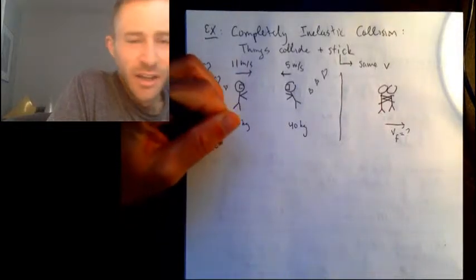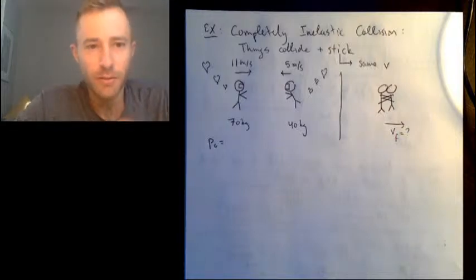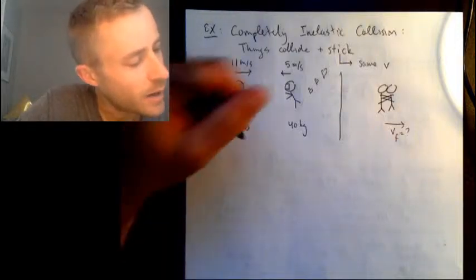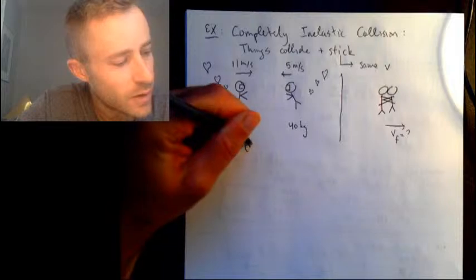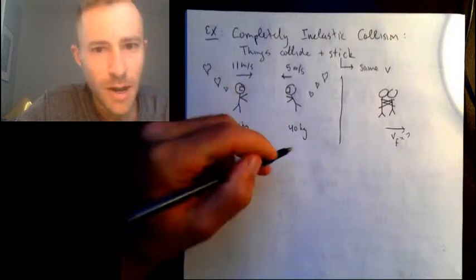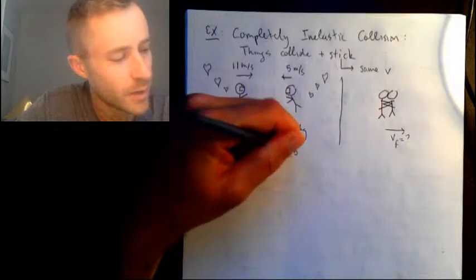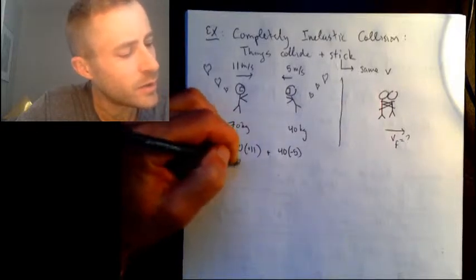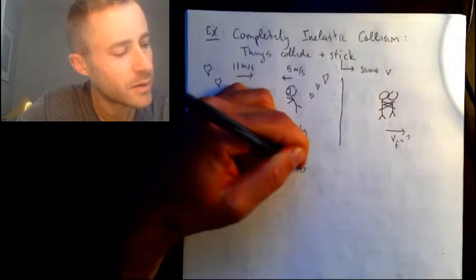Okay, so what is the initial momentum of this system? Well, we're going to have mv plus mv. So for the left astronaut, we have m, which is 70, times v, which is positive 11. And then for the other astronaut, we have a mass of 40, and we have a velocity of negative 5. Keep in mind that it's going to the left, so it has negative momentum. So that's going to be 770 minus 200. So our initial momentum is 570 kilogram meters per second.